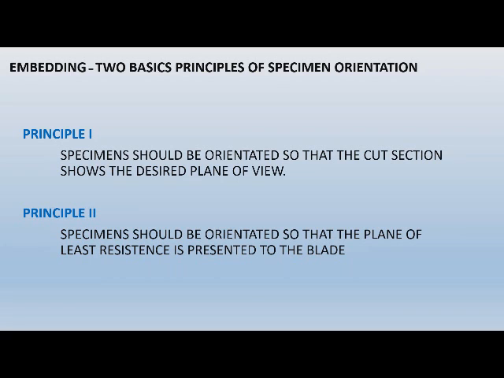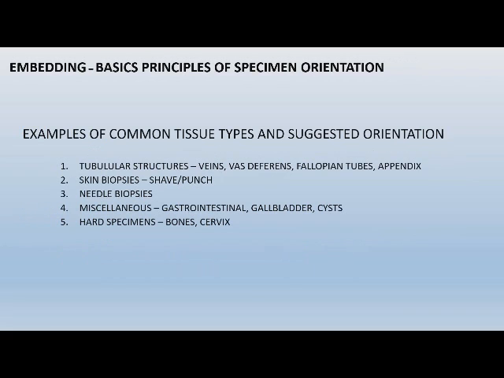Then specimens should be orientated so that the plane of least resistance is presented to the blade. Between the paraffin block and the blade, there's a lot of friction. And anything that we can do to eliminate or reduce that friction is going to help us get a better cut. So we'll look at that a little more closely as we go.